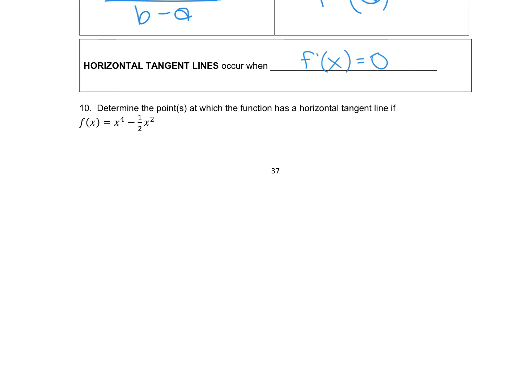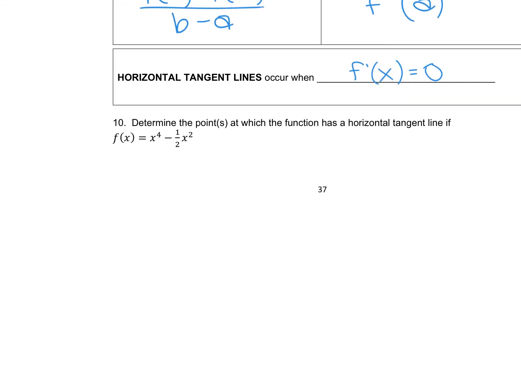What if it's like this one and I don't have a graph, and I don't want to graph it? I just need to find the derivative and find out where the derivative equals what? 0. All right, we know how to find the derivative. Let's do that. F prime of x. What is the derivative of x to the 4th? 4x cubed. What is the derivative of negative 1/2 x squared? Negative x, yes? We want to know where my derivative is equal to 0.